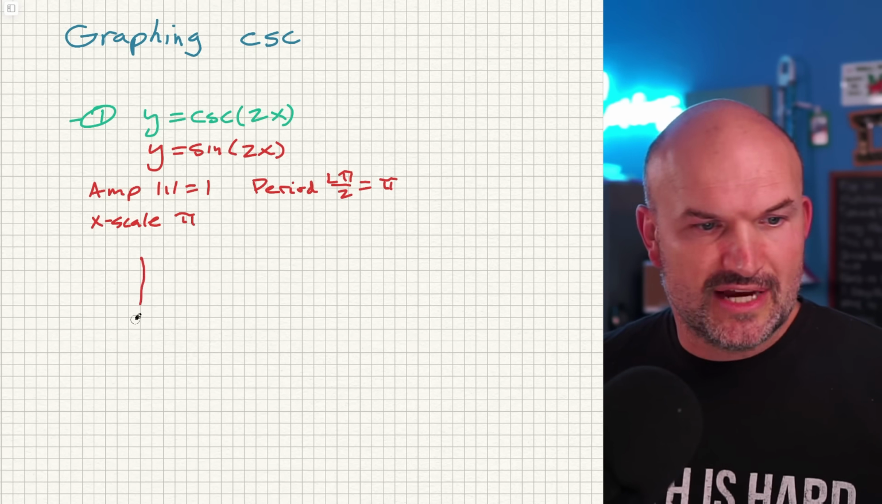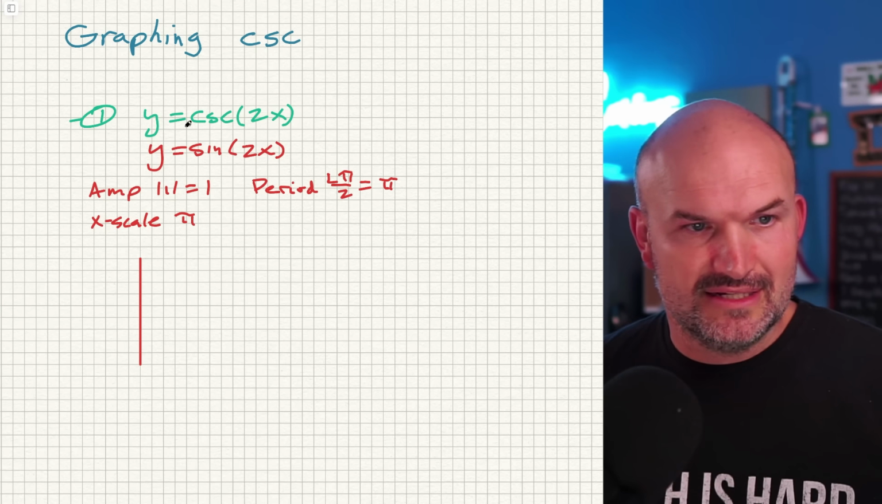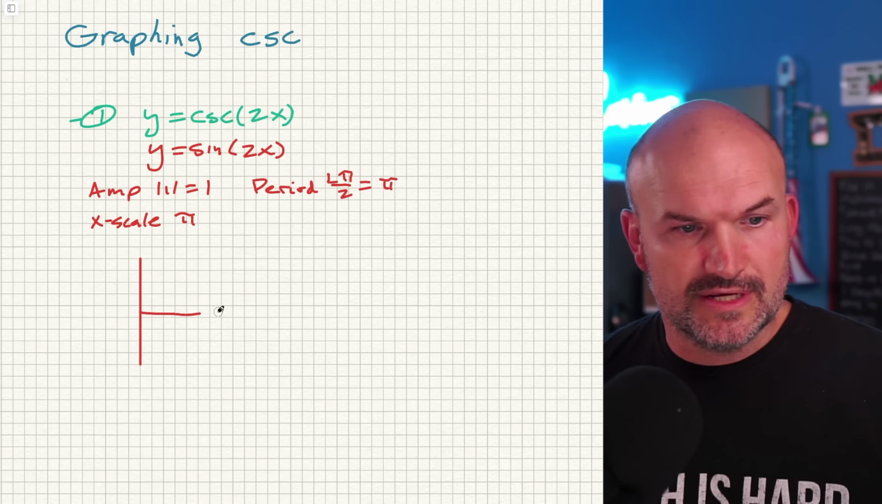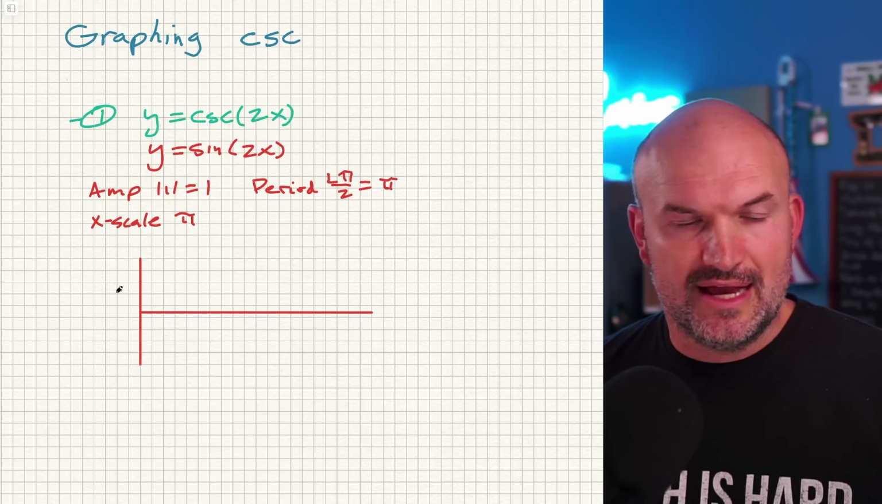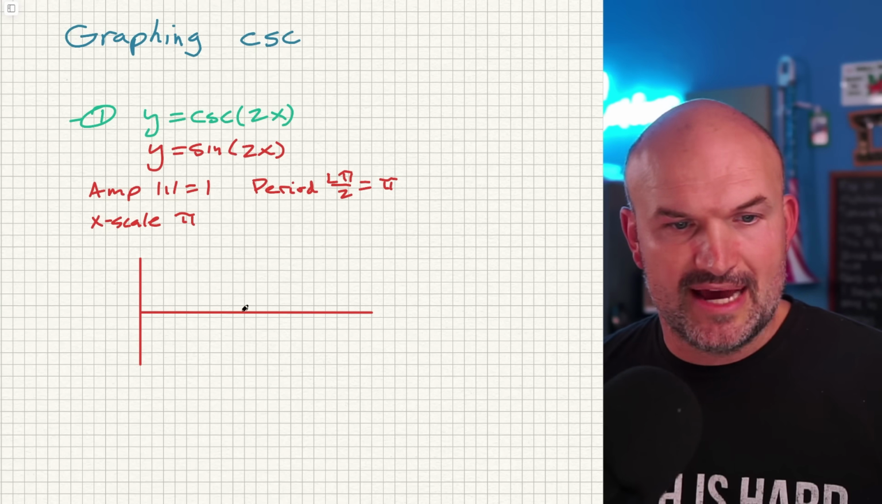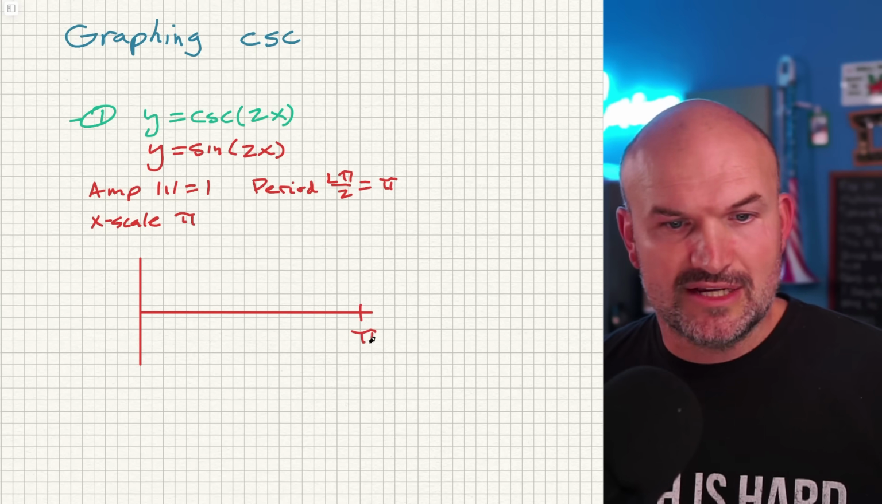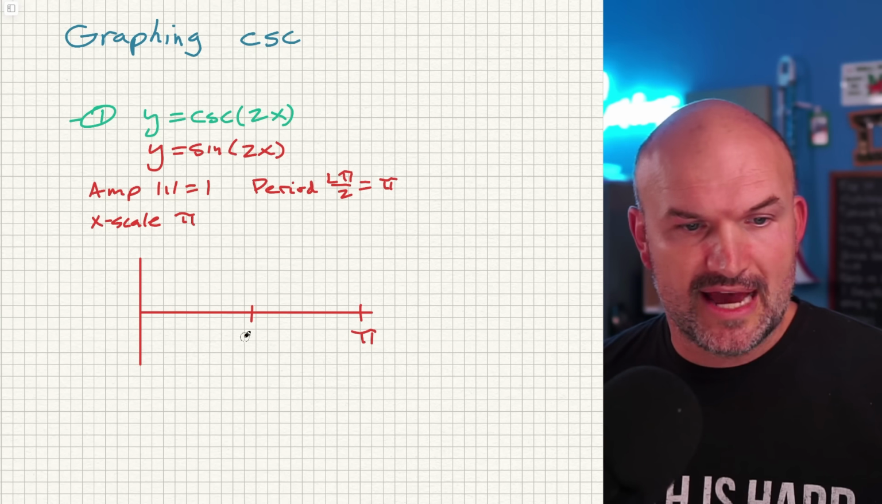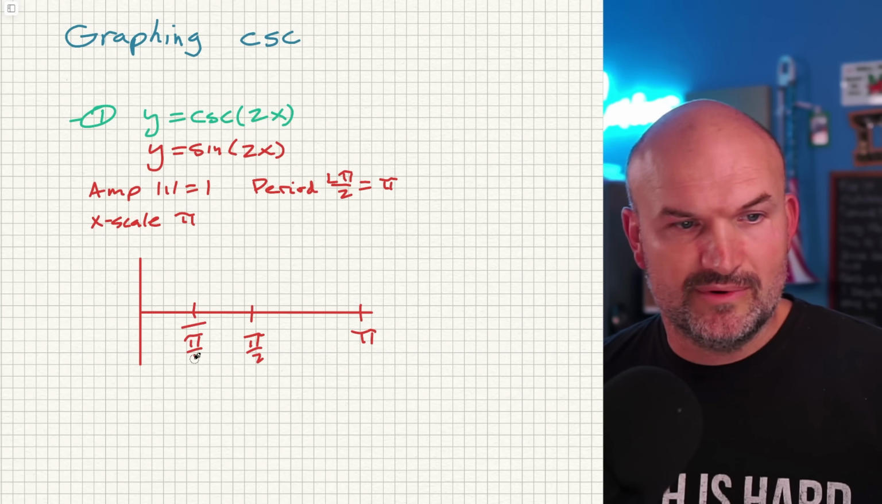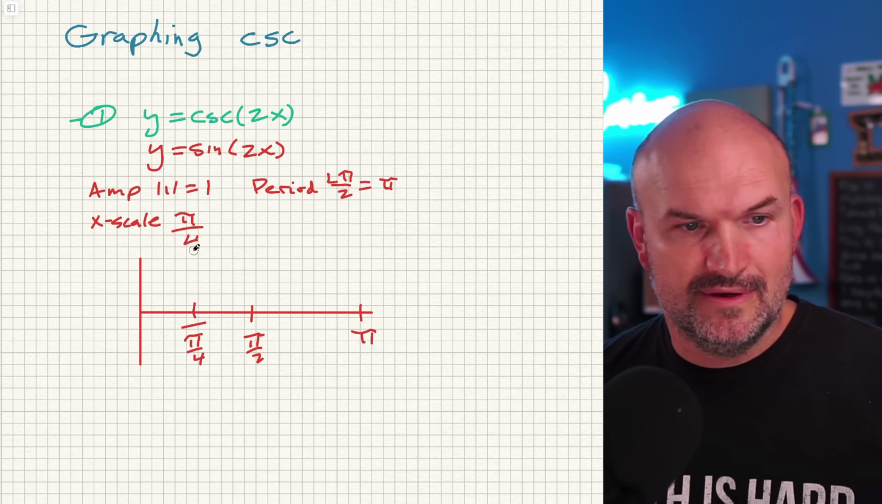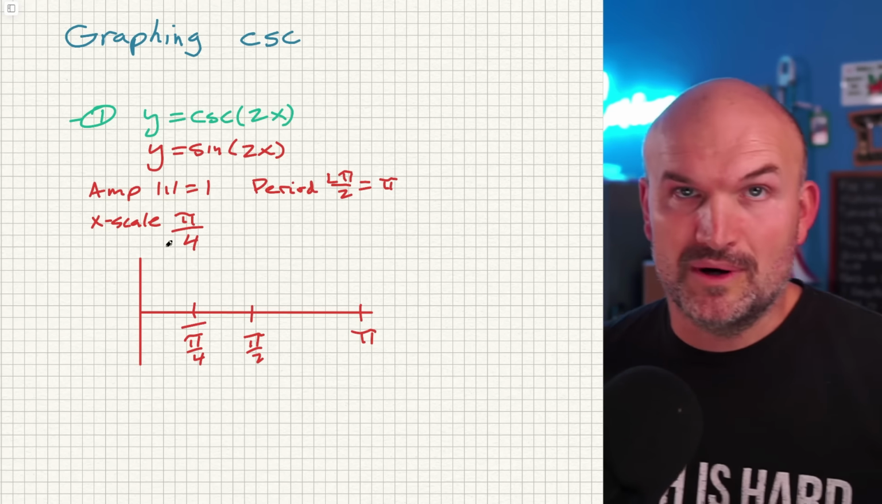So what I'm going to do is create my x and my y axis, because I'm using x and y for these functions. And I know what a full period of sine looks like. I'll put pi here. That's how long it's going to take to complete a cycle. And then halfway will be pi halves. This will be pi fourths. And the reason I'm doing that is the x scale is pi divided by 4.